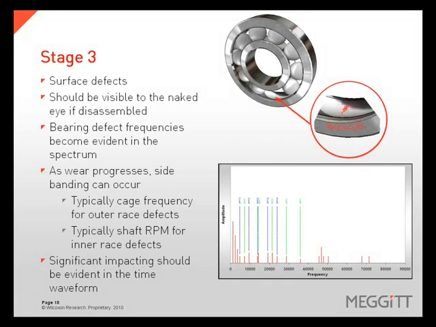In stage 3 of a bearing failure, the defects have now risen to the surface of the race and should be visible to the naked eye if disassembled. Bearing defect frequencies will now become evident in the spectrum, and as wear progresses, sidebanding can occur around these frequencies. The sidebanding is typically spaced at cage frequency for outer race defects and rotational speed for inner race defects. Significant impacting should become evident in the time waveform.